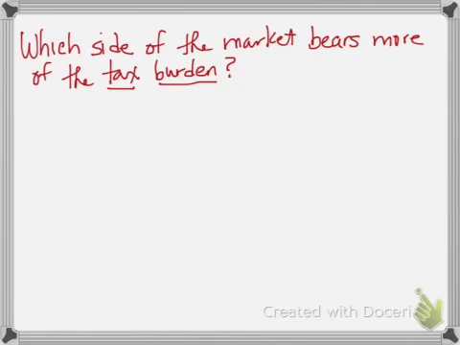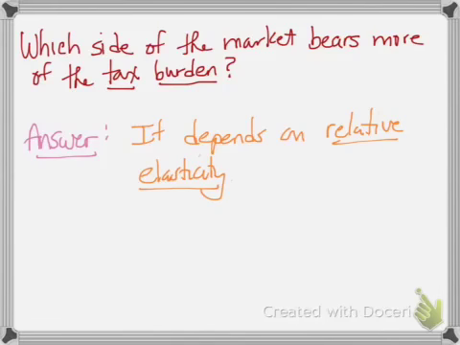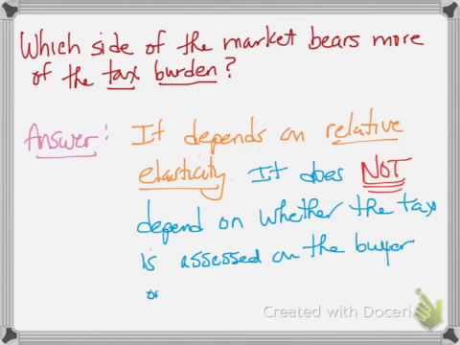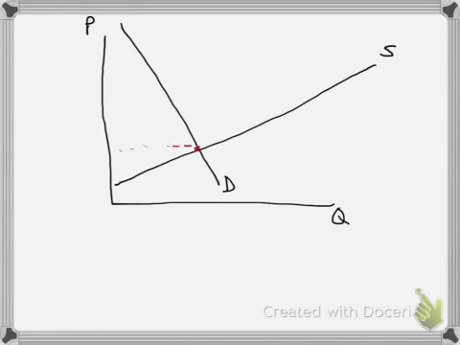Well, which side of the market bears more of the tax burden? And when economists refer to tax burden, they're talking about who is feeling the real economic pain from a tax, who is losing more surplus. Economists are not talking about who's having the tax assessed on them. It's not who sends the check, a tax on the buyers or a tax on the sellers. It really depends on the relative elasticity, because the true pain of the tax is based on the amount of surplus that's being lost. So let's look at that graphically.